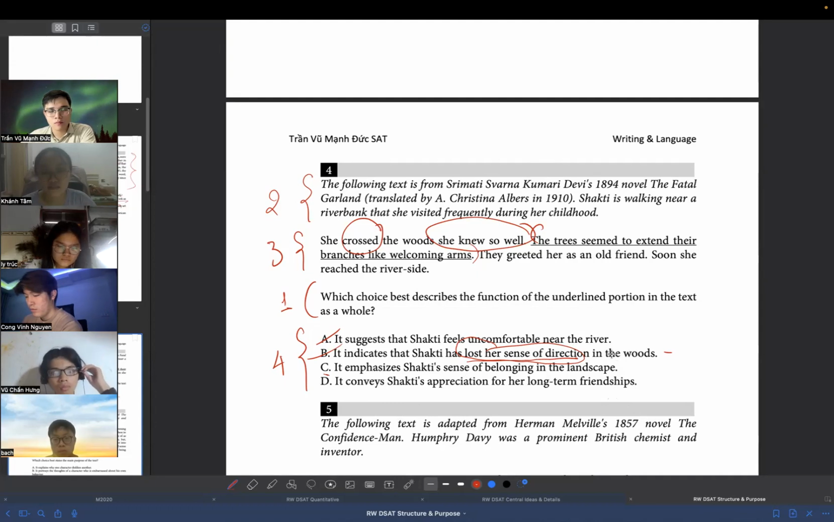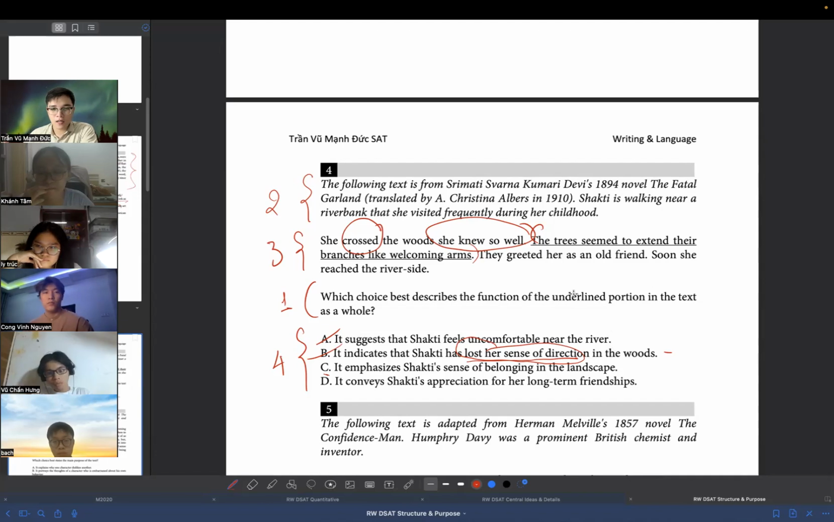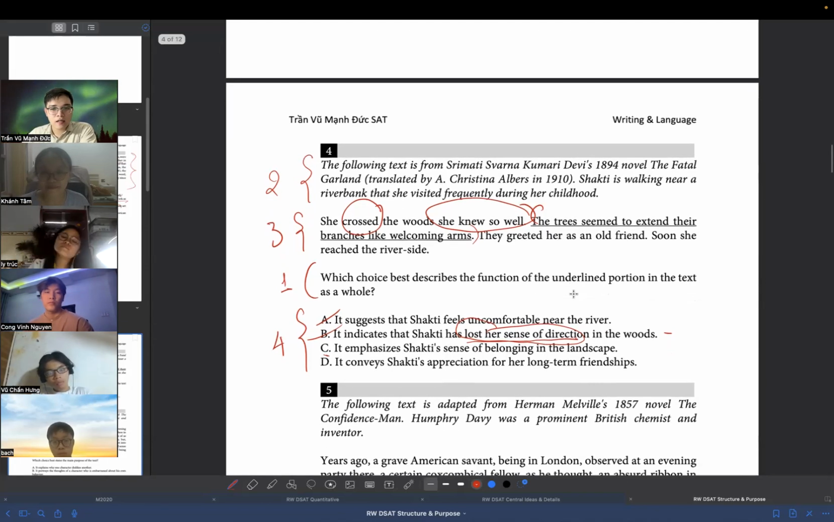It doesn't really relate. I see there is no kind of friendship here. It just said that the woods greeted her as an old friend, but... Okay, so this is not mentioned, right? So D is not mentioned. So this is why D is wrong.